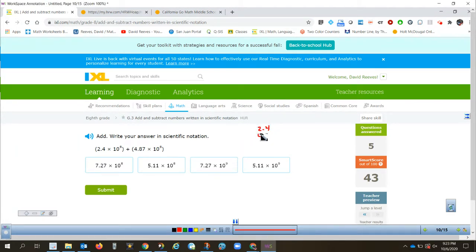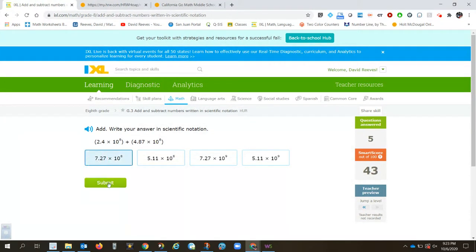2.4 and 4.87. They're both powers of 10 to the 8th, so we can add these together. We get 7. 4 plus 8 is 12. Carry the 1. We get 7.27 times 10 to the 8th. The good news is we didn't have to change anything this time. That was our first choice.